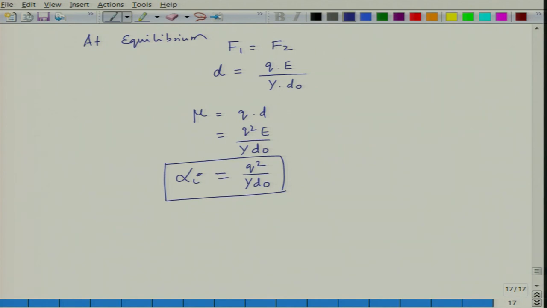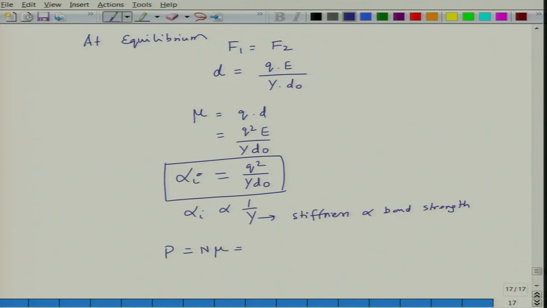What does it depend upon? It depends upon the equilibrium separation and the elastic modulus. Which means the more stiff the bond is, or in some sense the stronger the bond is, the more difficult it is to polarize it. And that makes sense, right? Basically you can see that alpha I is inversely proportional to Ki, which is stiffness, which is proportional to bond strength. So something which has a higher melting point will be difficult to polarize. Something which has a lower melting point will be easy to polarize.